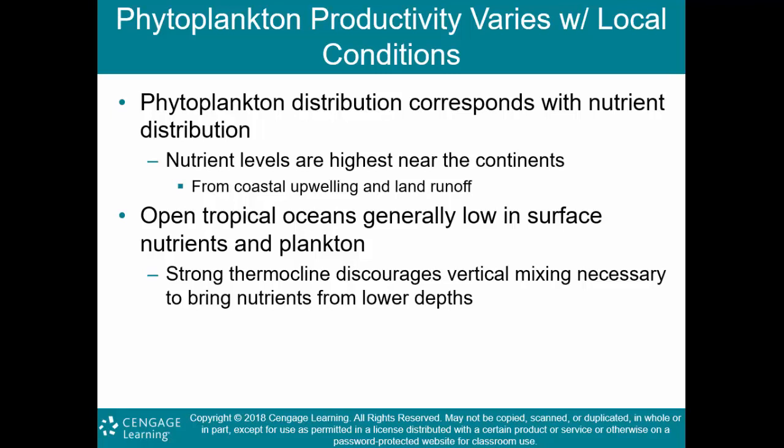So nutrient levels are highest near the coastlines. You get coastal upwelling, as I mentioned, and then you also have runoff from land, and runoff from land also produces some of the nutrients. I think somewhere in this course we've already discussed this.